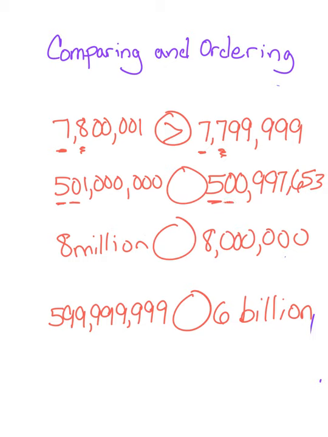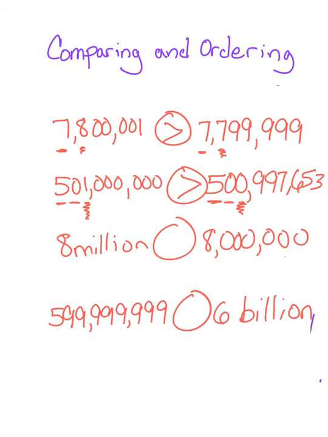Well, that's still not very helpful. So I get to the millions place. Here I have 1 million. Here I have 0 in the millions. So clearly 1 million is bigger than 0 million. So I put it this way, and I read this as 501 million is greater than 500,997,653.